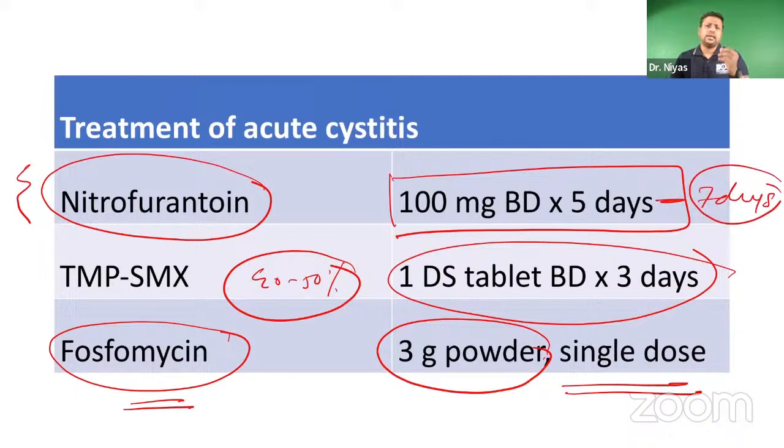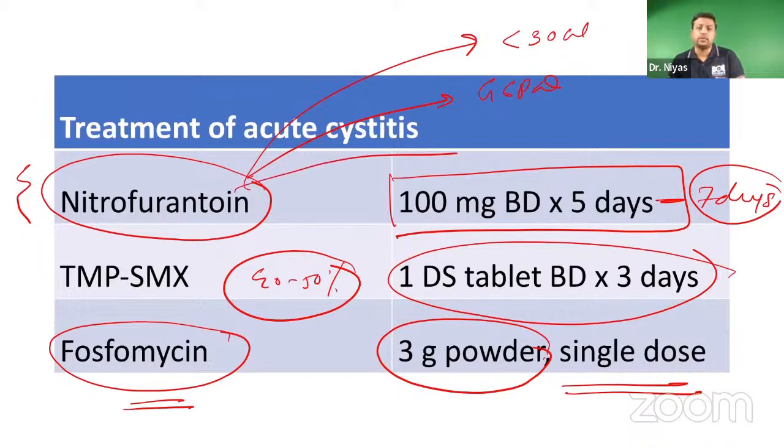Now, there are some things you have to take care of when you are giving nitrofurantoin. In impaired renal function, do not give it when the creatinine clearance is less than 30. G6PD deficiency is another contraindication, where it can cause hemolysis. Again, it should not be given in the first trimester of pregnancy as well as near term. So these are some contraindications for nitrofurantoin. Other than that, it's an excellent drug, achieving excellent concentration in urine.